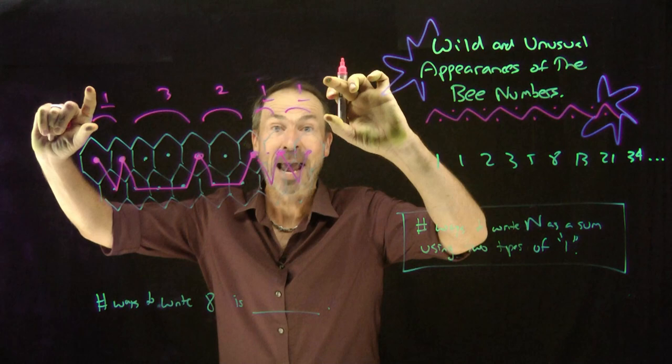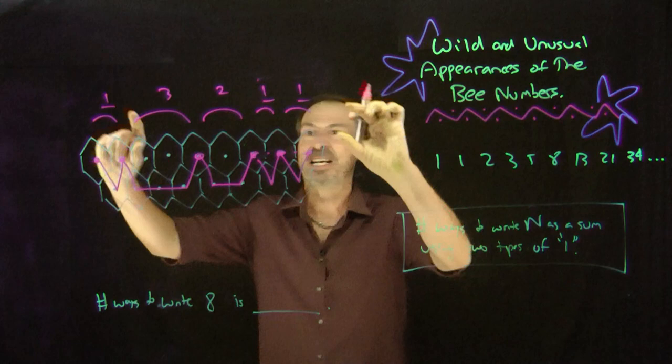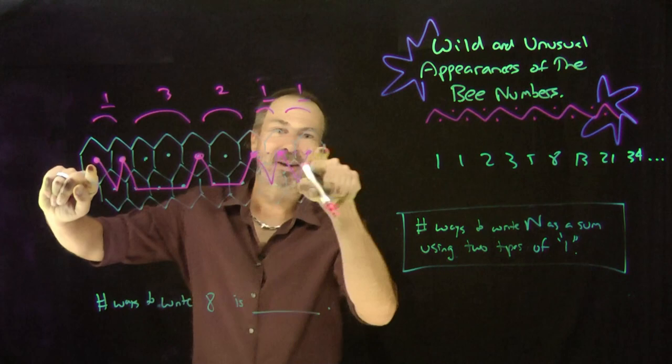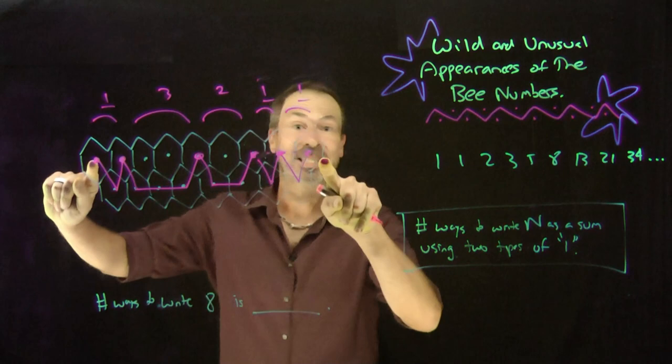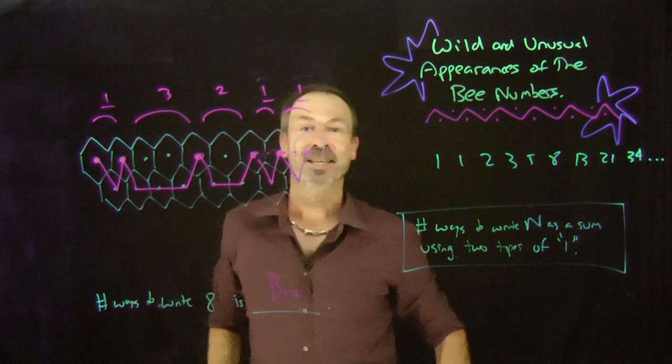We've got a perfect correspondence between decompositions and paths. Now, there are 8 cells along here, 9 cells up here. I've got a total of 17 cells, which means I know the number of paths is B17, the 17th B number. Therefore, the number of decompositions is B17, the 17th B number.